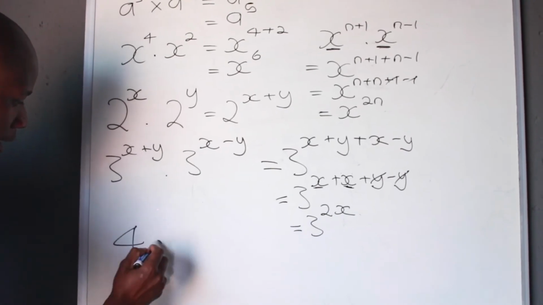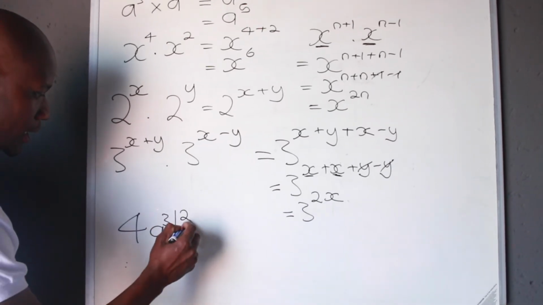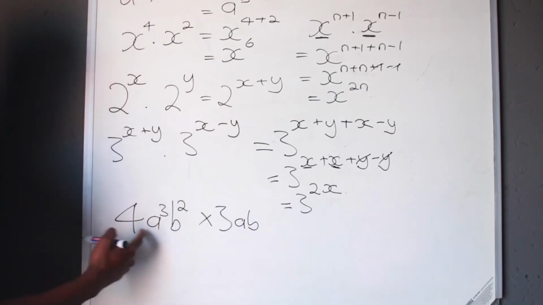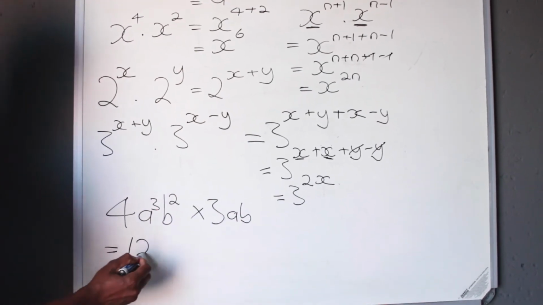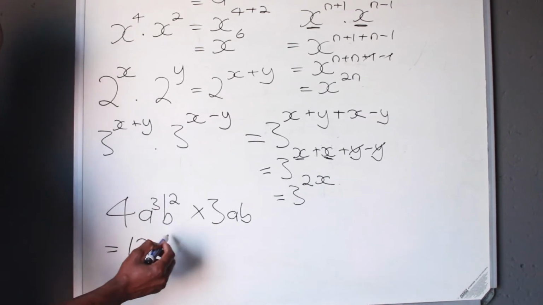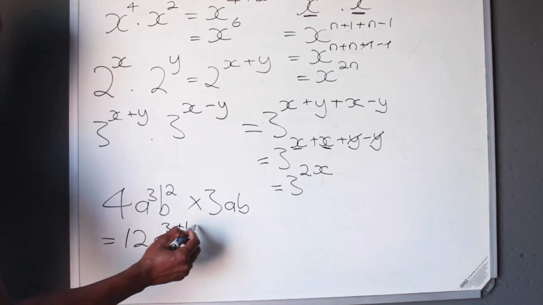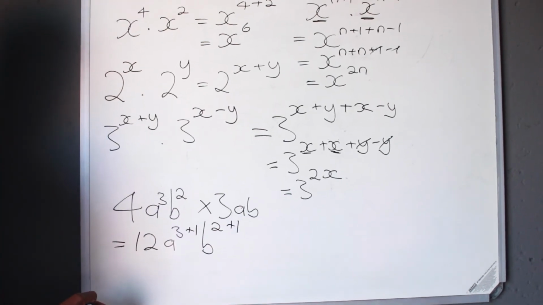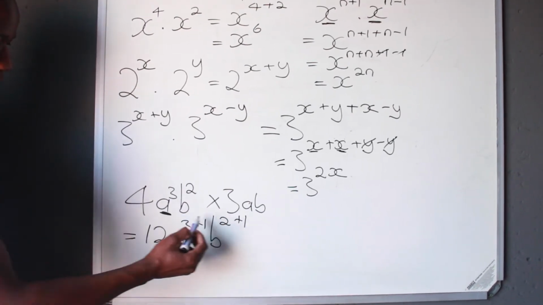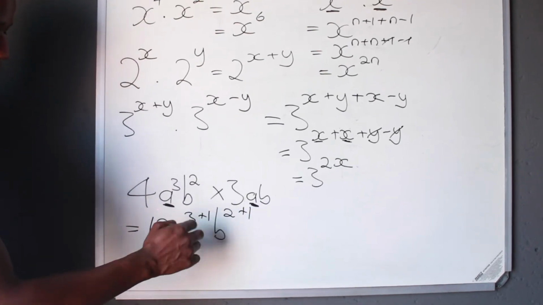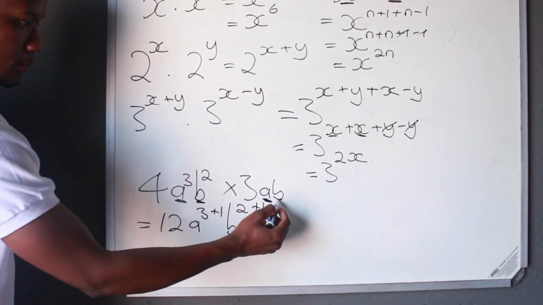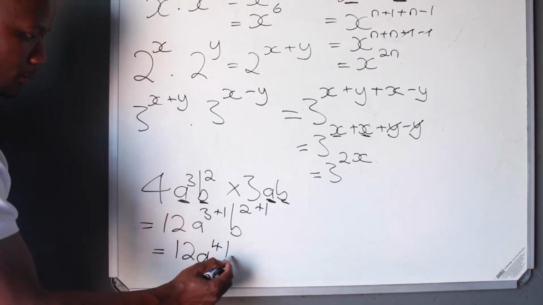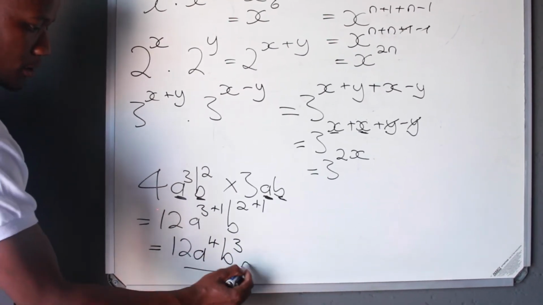So 4a cubed b squared multiplied by 3ab. 4 times 3 is 12. a to the power 3 plus 1, b to the power 2 plus 1. Because we multiply the same base, we add exponents. b squared times b to the power 1 gives 12a to the power 4, b to the power 3.